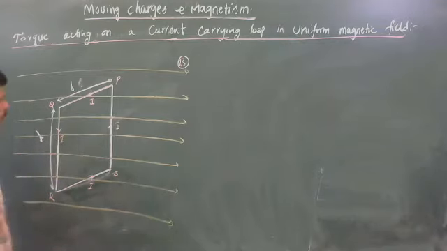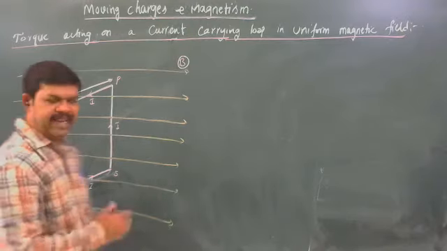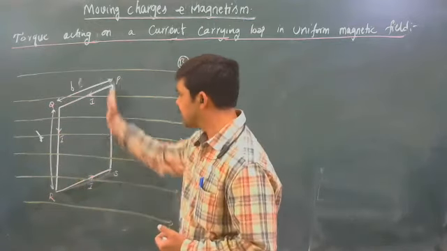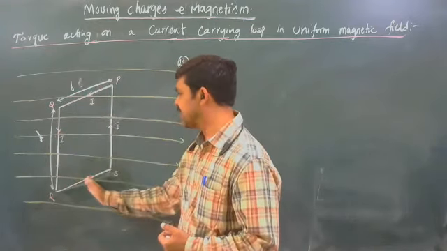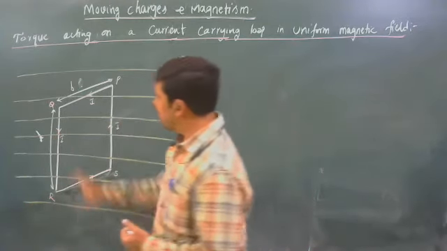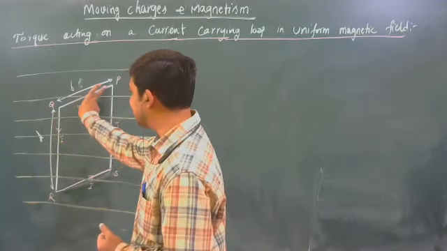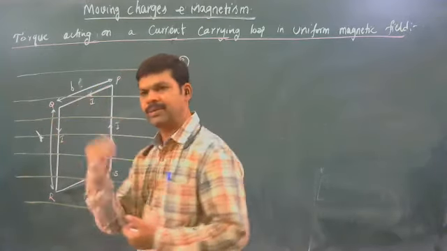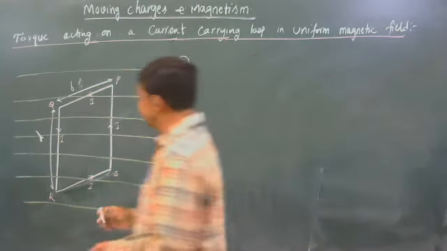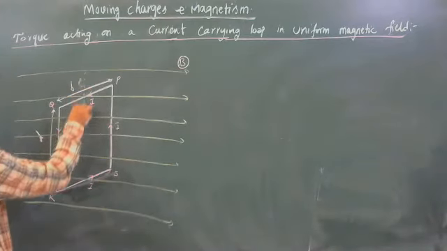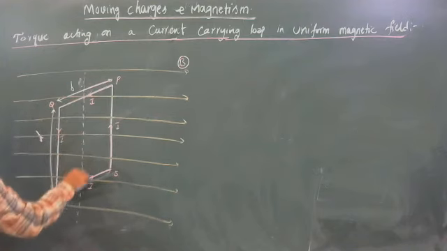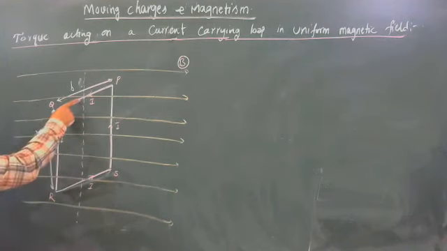That is the question. See here, this is a rectangular loop which is just a combination of 4 conductors. This is one conductor, this is one conductor, this is one conductor, and this is another conductor. See, what is the force acting on this conductor? If we know the force on each conductor, our problem is solved. Tell me what is the force acting on this conductor?